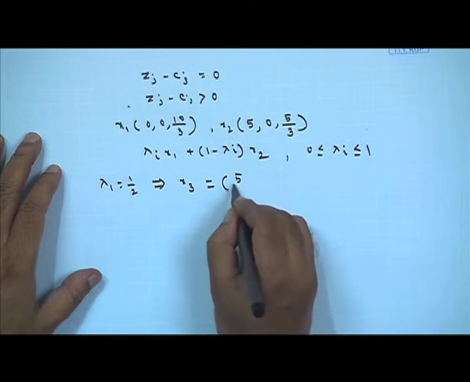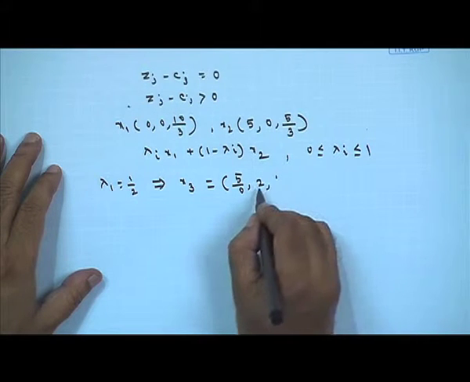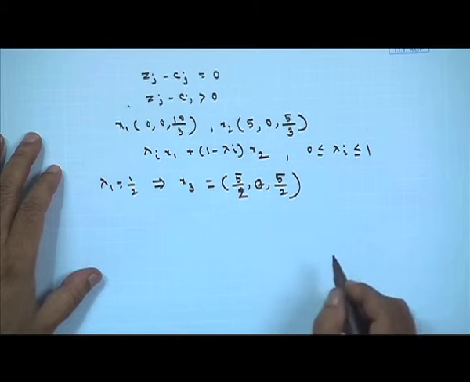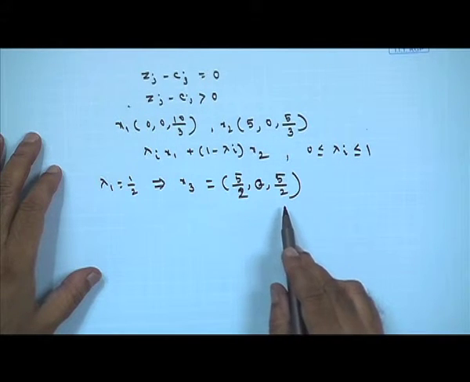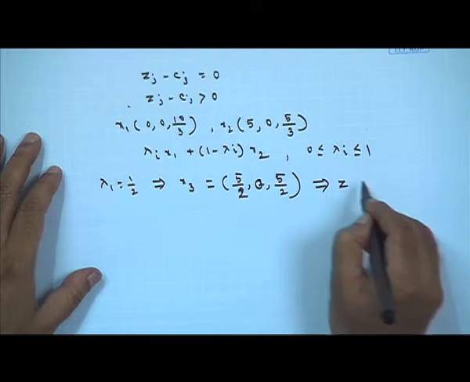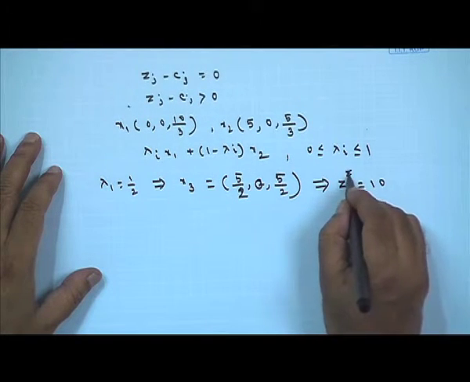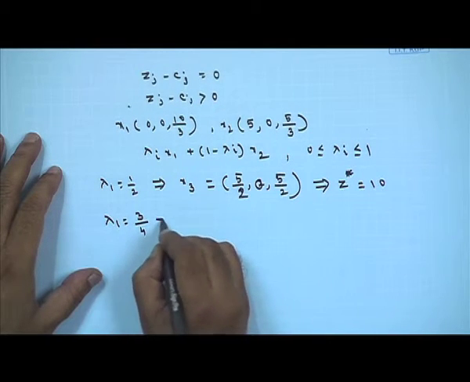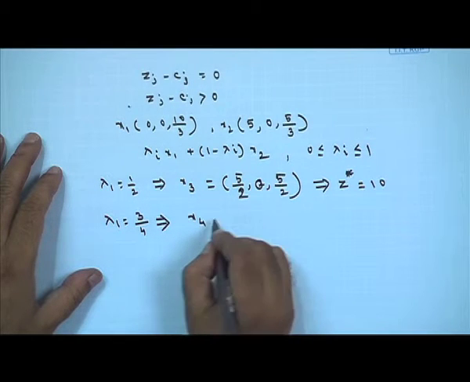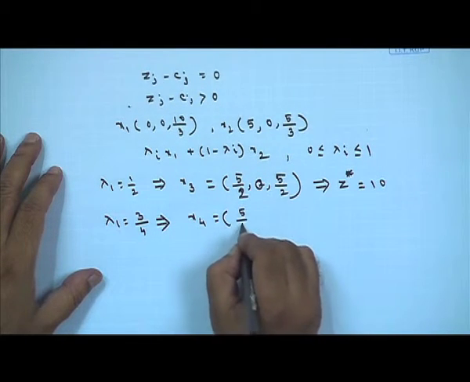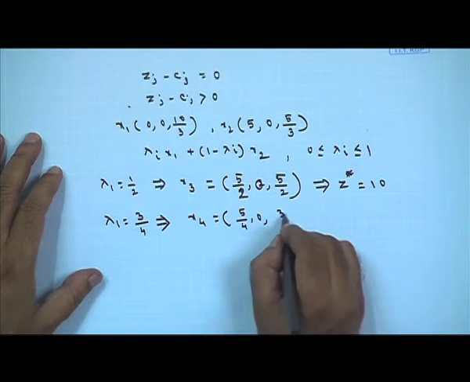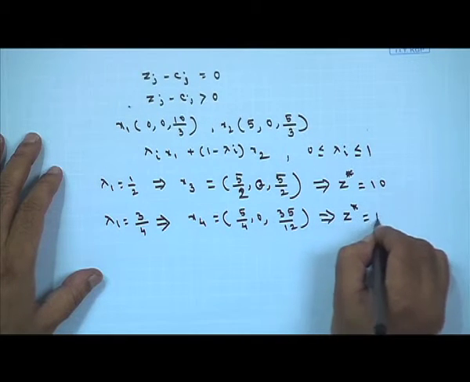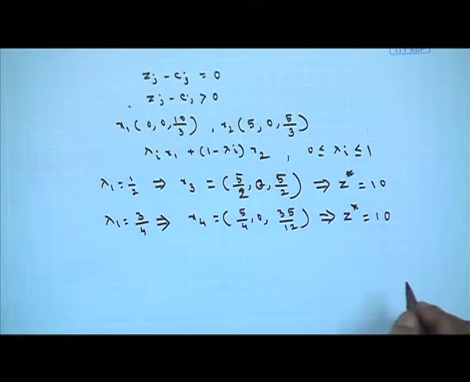I can get 5 by 2, 0 and 5 by 2. This is also another optimal solution, and the value of z max at this point will remain the same, that is z star. Or if I choose lambda 1 equals 3 by 4, in that case I can obtain another solution as 5 by 4, 0 and 35 by 12. And in this case also the optimum value of z remains the same, that is 10.